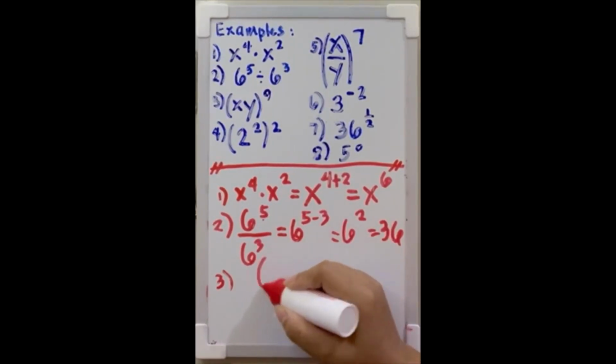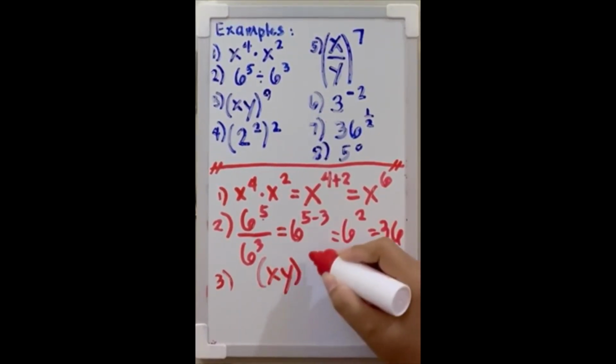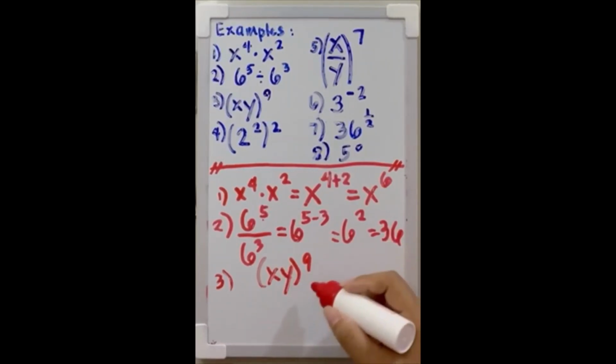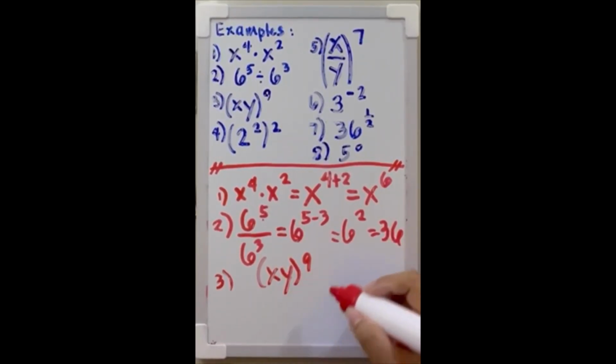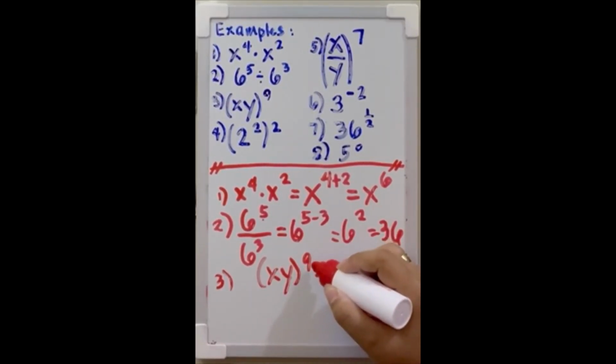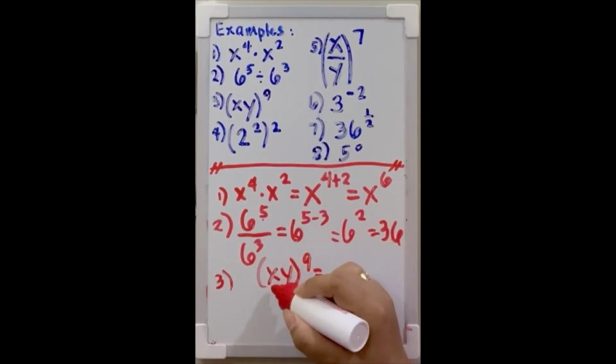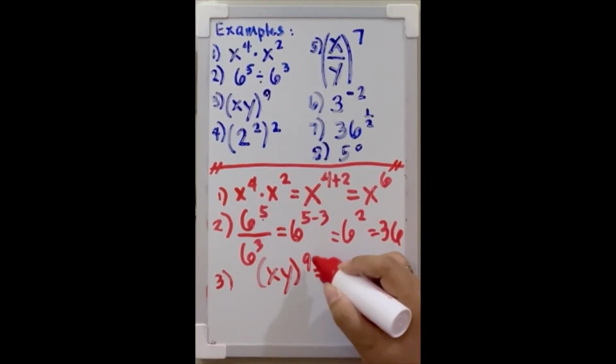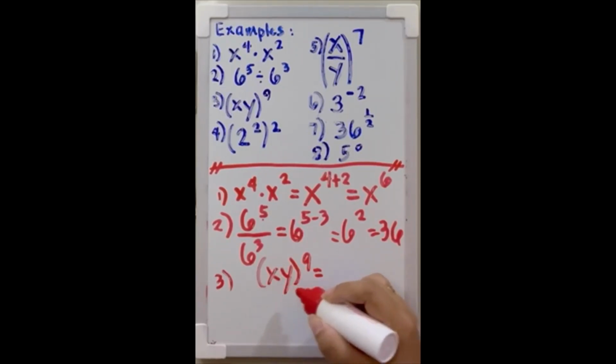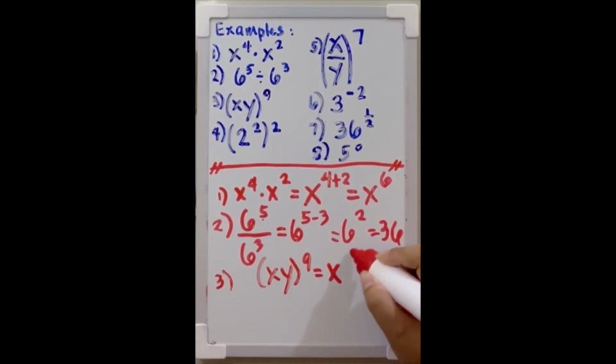For number 3, we have the quantity xy raised to 9. So we will follow the power of a product rule. So 9 will become the exponent of x and y. So it will be distributed to both bases. So we have x raised to 9 times y raised to 9.